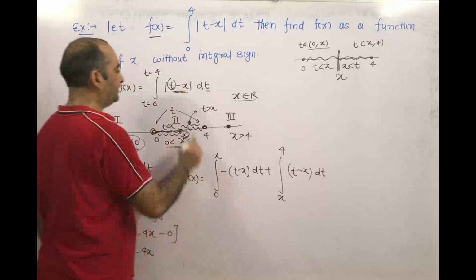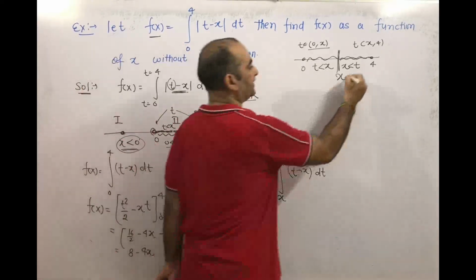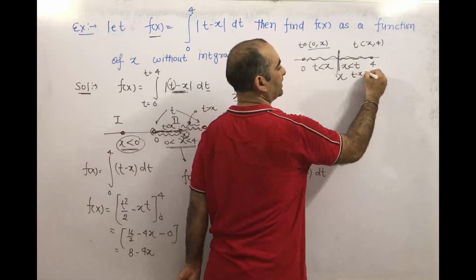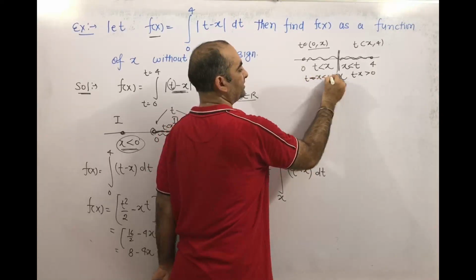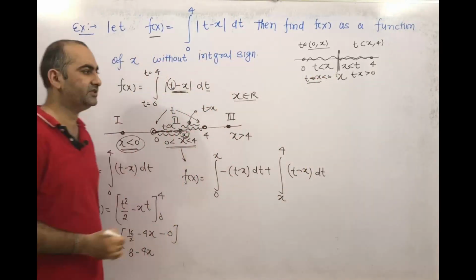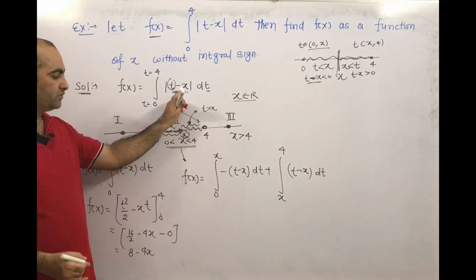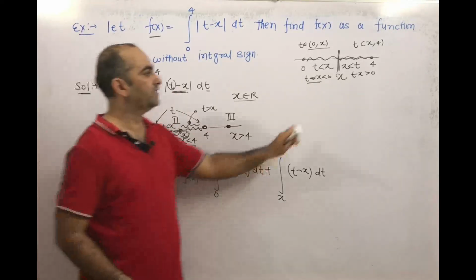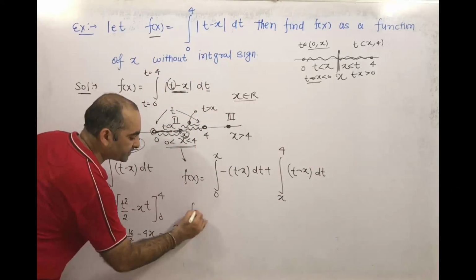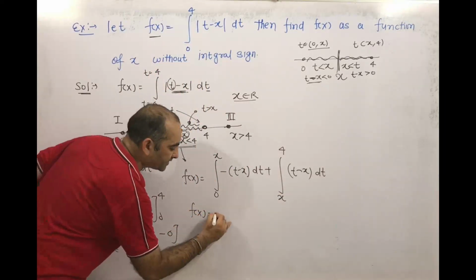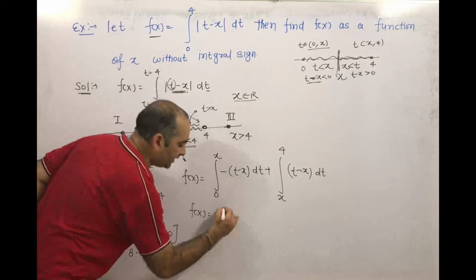So we can say that if t is greater than x, then t minus x is greater than 0. And here t minus x is less than 0. So when the inside quantity is negative, we have to write minus. If the inside quantity is positive, we write it as it is. So in this integration, f(x) equals minus outside. Okay, integration of t.